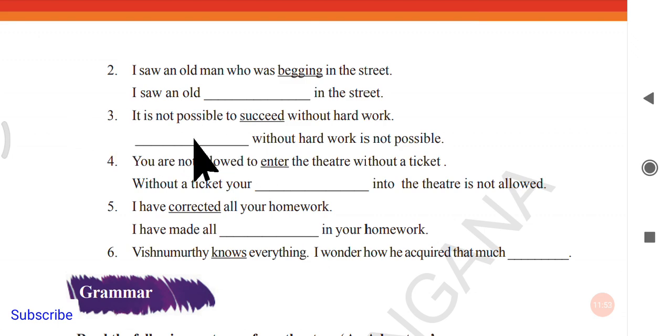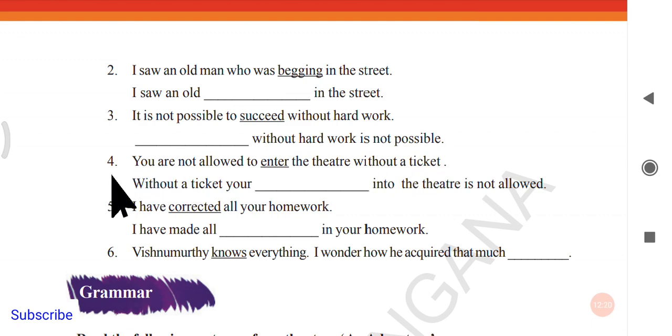Next, third one. Everybody, whether you are using a notebook or a textbook, please note that. Please write the answers immediately. Beggar. Next, third one: It is not possible to succeed without hard work. Succeed is the verb. What is the noun? Success. Success without hard work is not possible.